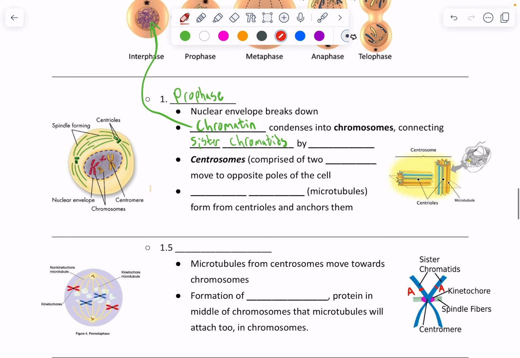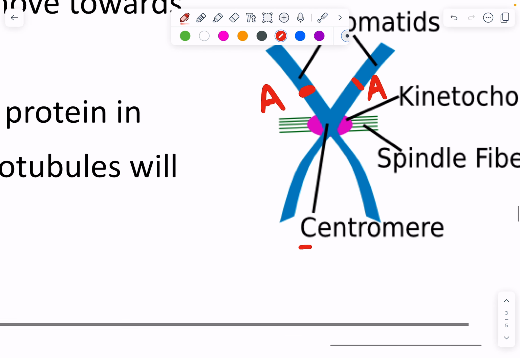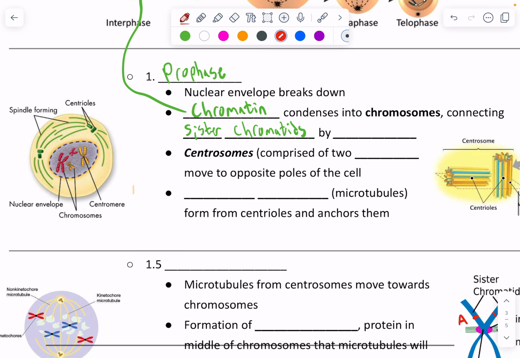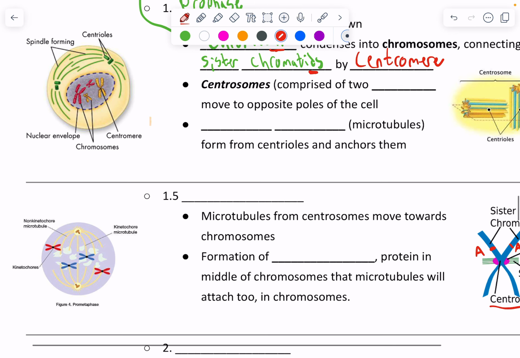And in the middle of the sister chromatids, the thing that connects them is our centromere. So the centromere is the center of the chromosome connecting our sister chromatids. Okay, so we also have sister chromatids, we have chromatin, very similar sounding vocab that we have to distinguish. And then we also have the centrosomes. So there are centromeres, centrioles, centrosomes. A lot of stuff going on.